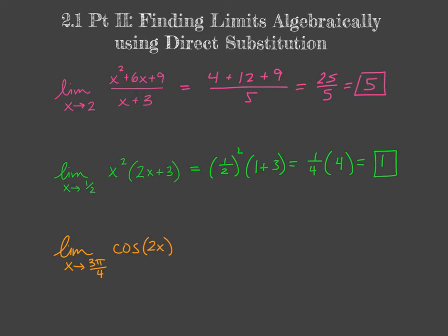Let's try the last one. We want to plug in 3 pi over 4 into the function cosine of 2x. So we'll do the cosine of 2 times 3 pi over 4.